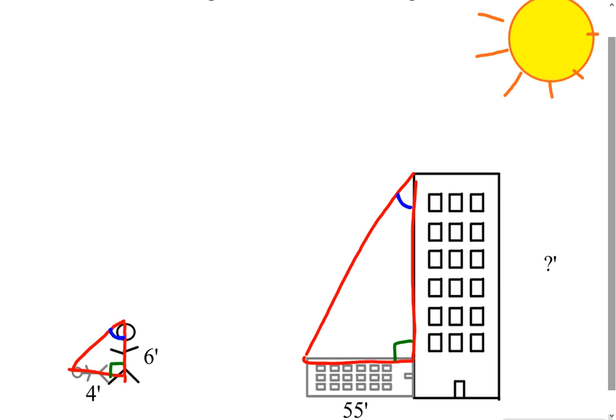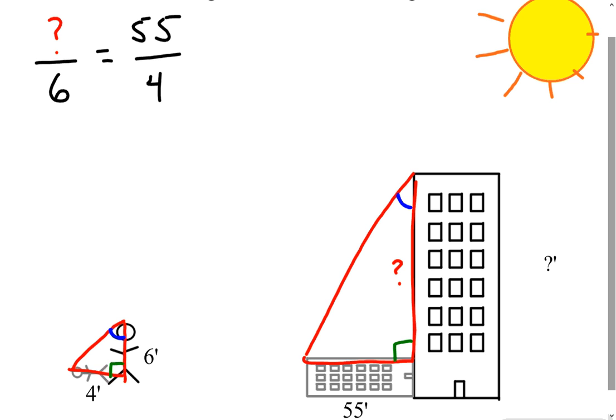So now I can set up my proportion. Well, this is the question mark spot, or the variable spot. I'll leave it as a question mark. So I set up my proportion. I'm going to have that side over, well, now I come down to the person, and the person is going to be the 6. And that's going to equal, set up my other proportion, the side that's 55 from the building, which is the shadow, sorry, and then I have the shadow of the person, which is 4.